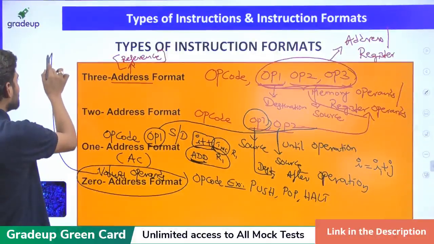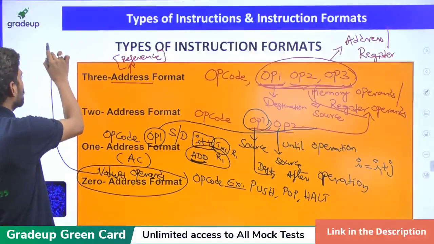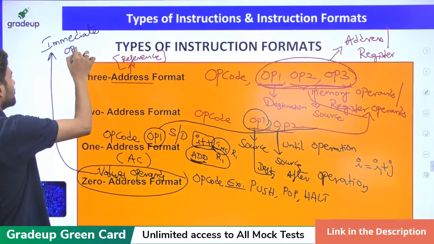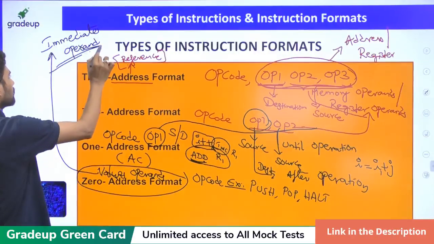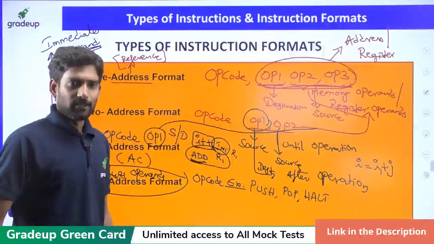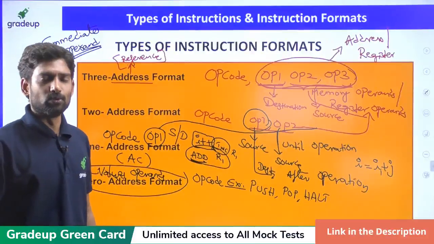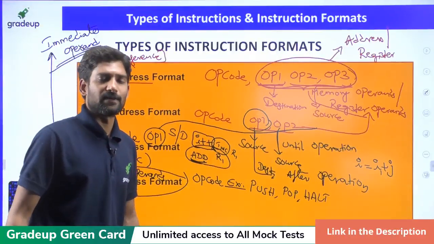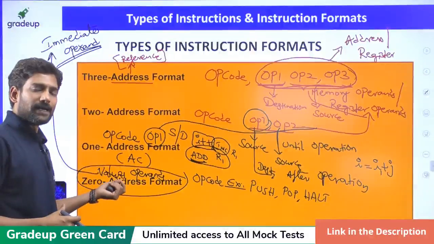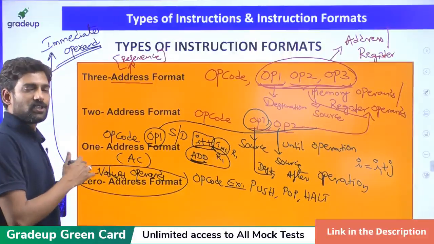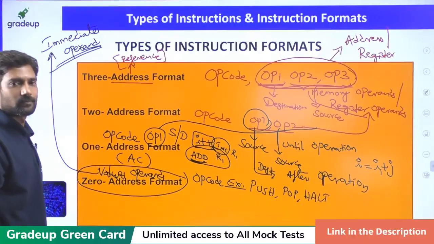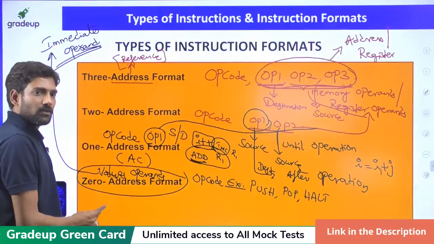And I have already said, if the operand is a value, what operand do we call it? Immediate operand. If the operand is a value, by default the number is an address. If you want it to be considered as a value, what do you put? I as a suffix for the opcode, isn't it? So if the operand is the value, then which operand do we call it? Immediate operand, right?